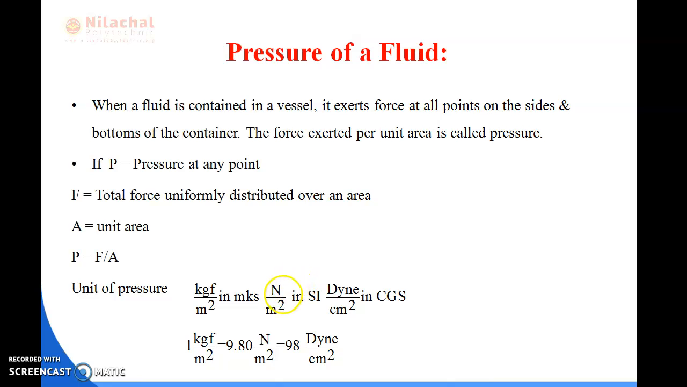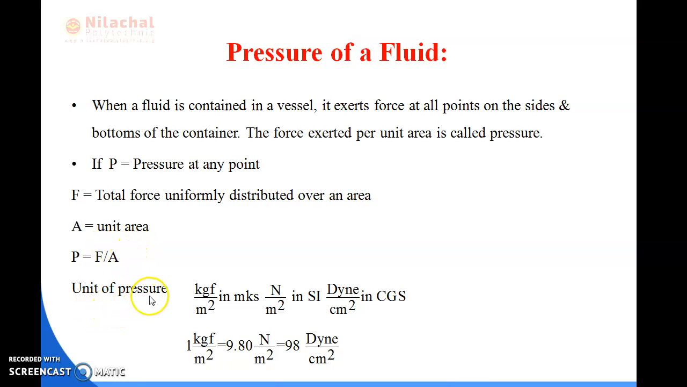Let's start another topic, that is the pressure of a fluid. When a fluid is contained in a vessel, it exerts a force at all points on the sides and the bottom of the container. The force exerted per unit area is called pressure. If P is the pressure at any point, F is the total force uniformly distributed over an area, A is the unit area, so P is equal to F by A.